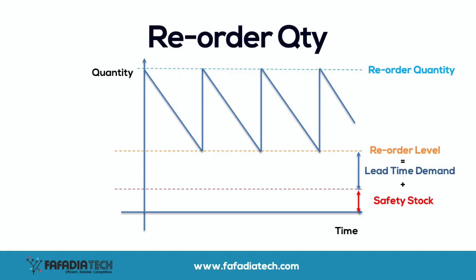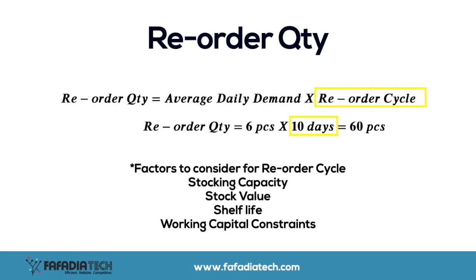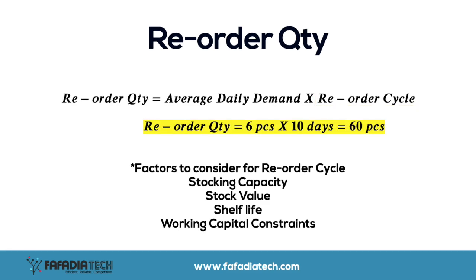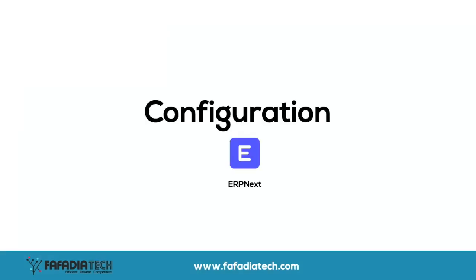Next is the reorder quantity. This is the quantity you want to reorder when you hit the threshold. This metric is decided based on the reorder cycle. Reorder cycle is defined by the periodicity of reordering. If you want to place orders twice a month, you will consider a reorder cycle of 10 days, assuming you work only 20 days in a calendar month. Therefore, your reorder quantity will be 6 pieces of average daily demand times 10 working days, which equals to 60 pieces. Once you have calculated these numbers, you need to configure these on ERP next.